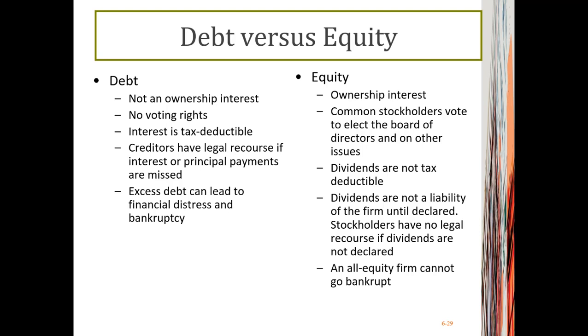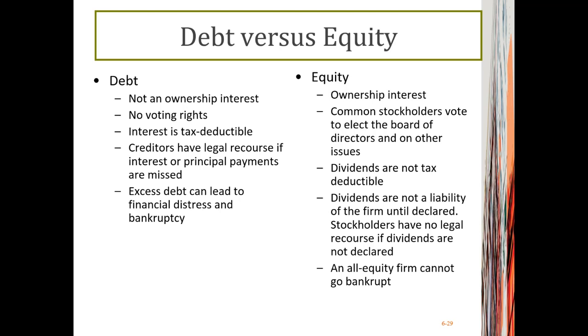For debt, it represents a borrowing and a lending relationship between corporation and a bond investor. It's not an ownership interest. As debt holder, they do not have voting rights. And the interest paid by the corporation is tax deductible, which means it has tax benefits by paying interest to bondholders. And the fourth one is creditors have legal recourse if interest or principal payment are missed. And excess debt can lead to financial distress and bankruptcy.